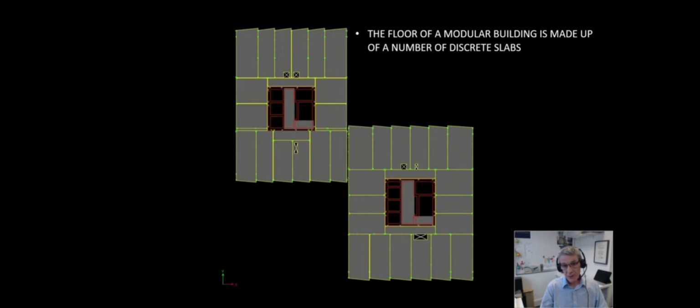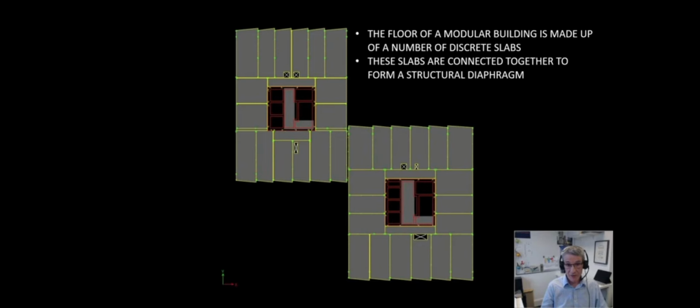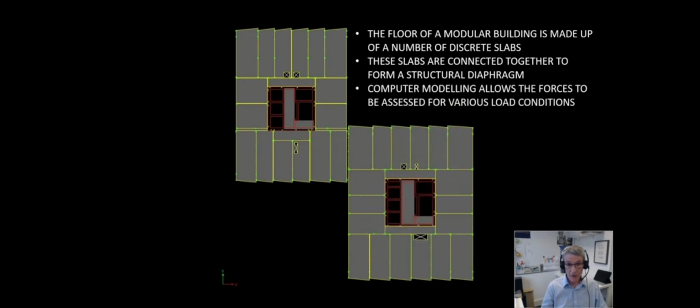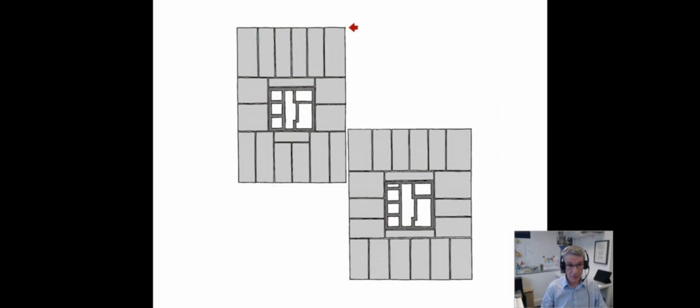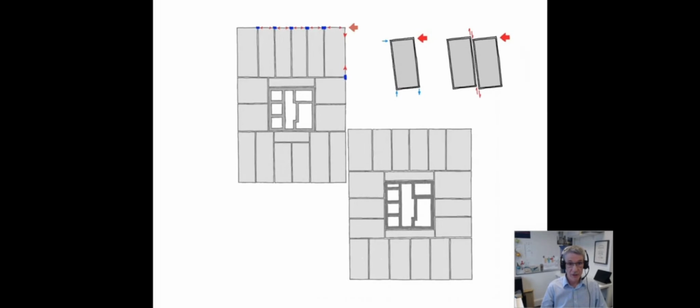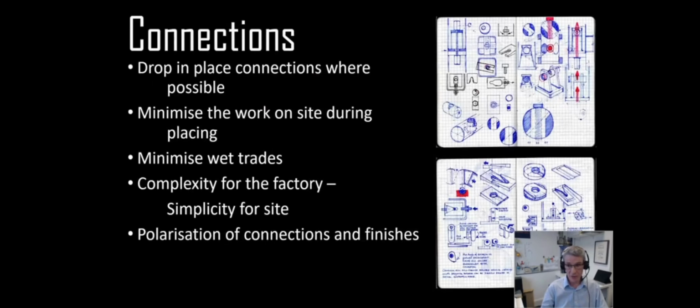The floor of a modular building is made up of a number of discrete slabs that are tied together with connections. They are tied together to form a structural diaphragm. We undertake computer modeling that allows the forces to be assessed for all the load conditions. If we take a very simple analogy and look at a point load on the corner, it generates forces between the modules, tensions and compressions, and some shears. If the force is large enough, those forces transfer back into the core through the connections, larger again, and those forces transfer to the other side. If the forces are large enough to displace the core, then they result in forces between the 2 towers. So you can imagine the connections are quite important to us.